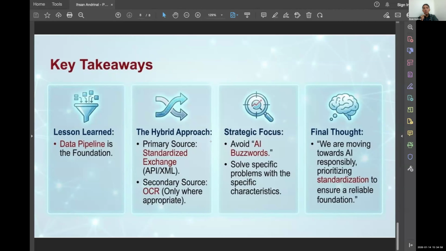The data itself can be sourced from standardized data exchange, API XML, while OCR serves as a secondary source for non-transactional documents. However, it is important to decide when we use a specific approach to solve a specific case based on its characteristics. So it will improve the trust and confidence of the users and our related stakeholders. Lastly, we do not want to get trapped in AI buzzwords, adopting AI without understanding what problem we are trying to solve. Our goal is responsible AI built on clean, structured, and standardized data.